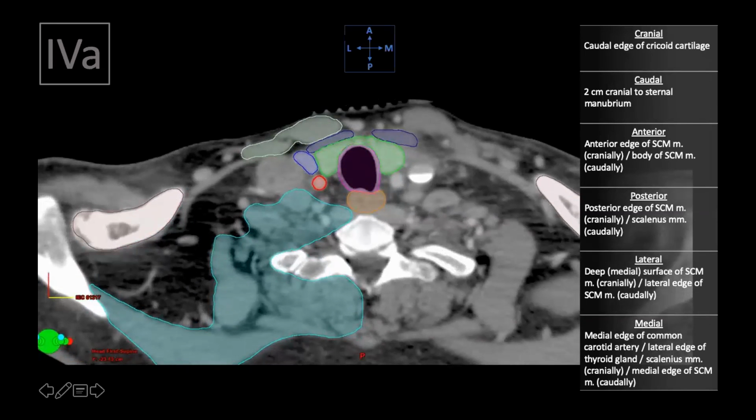So this is what I mean to say. Now in the caudal limit, these are your limits. This is your medial. So the medial border of the sternocleidomastoid is now the medial border. The lateral border of the sternocleidomastoid is now the lateral border. Posteriorly, you go all the way up to the paravertebral muscles, and anteriorly restricted by the sternocleidomastoid. Again, exclude the thyroid gland and include the vessels. And over here again, you do not have to include this space. You just have to include the common carotid artery. So just include the medial border of the common carotid artery, and that will be your level 4A.